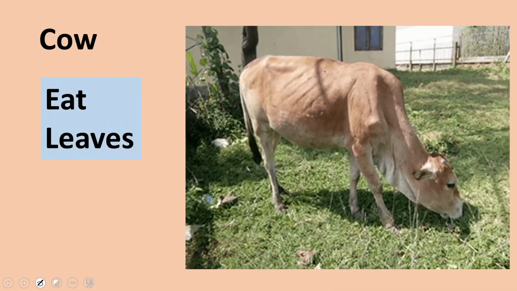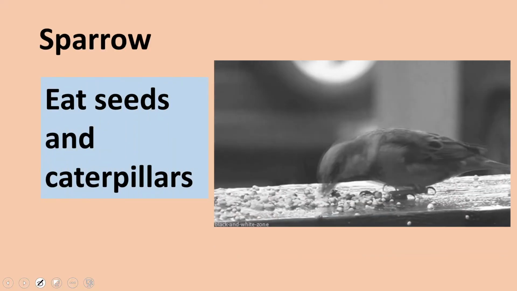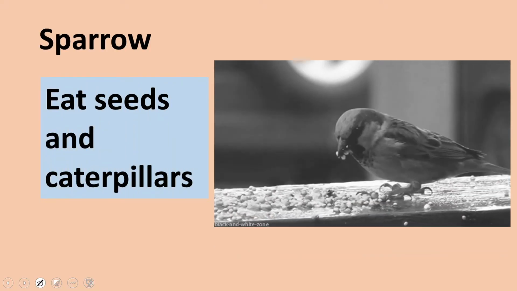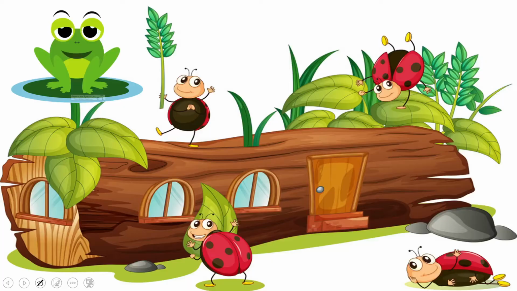Then comes cow, it also eats plants, and you can say leaves. Sparrow eats caterpillars and seeds or grains. Bear eats fish, and it also eats honey.